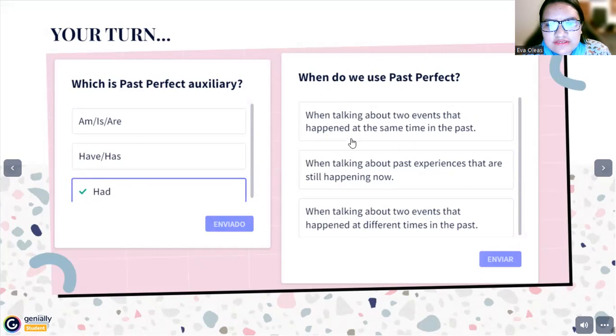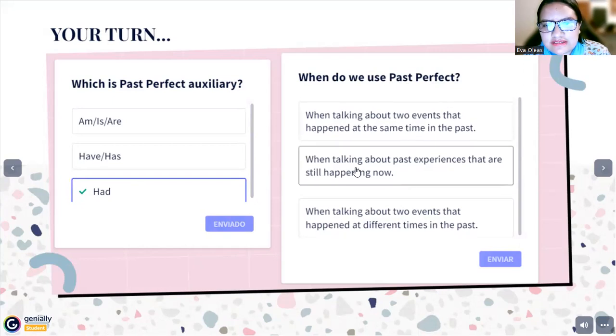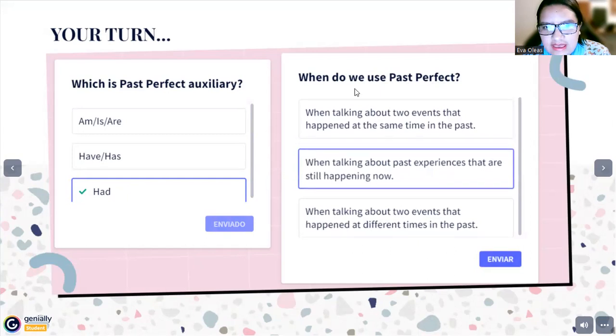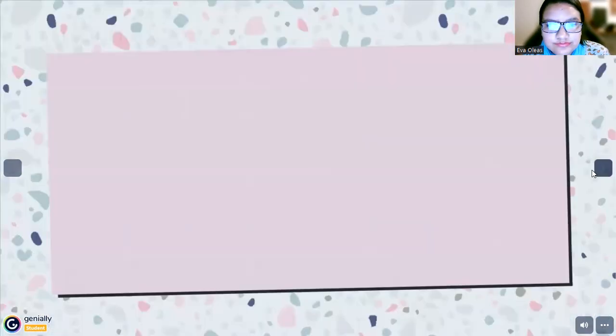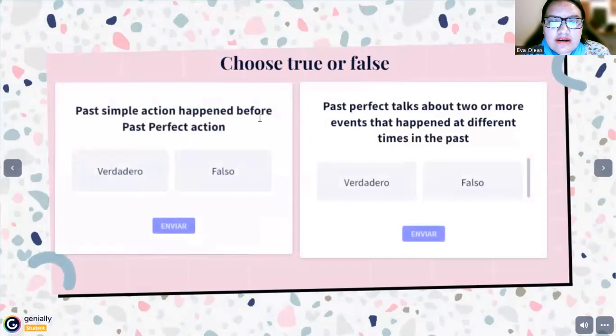But let's suppose that the students make a mistake. For example, they choose this option that is not correct about when we use the past perfect. If they make a mistake in this PowerPoint presentation, they are going to find the correct answers too. So, there are multiple choice questions.